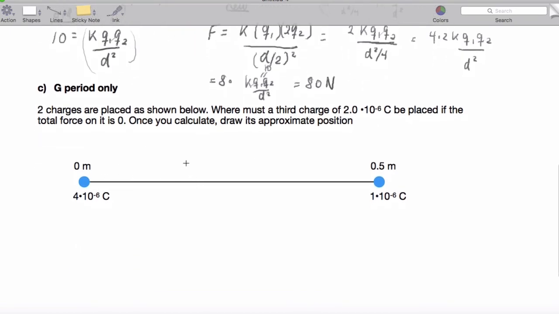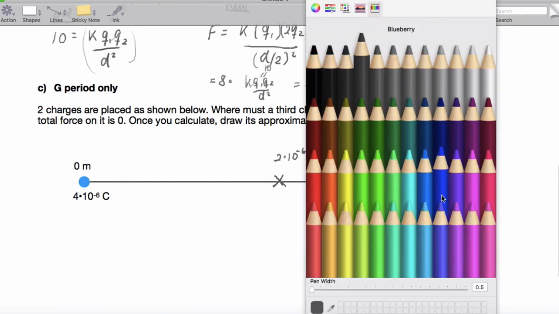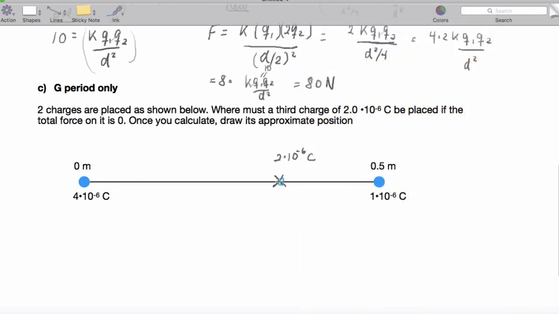So here, this now is G period only. We've got two charges here, and we want to know where do we place a third charge, and that charge is equal to 2 times 10 to the negative sixth coulombs. And we want to know where to place this charge so that the net force is 0. So what that means is we're going to have these two charges. They're separated by a distance x. And then the remainder of the distance is 0.5 minus x.